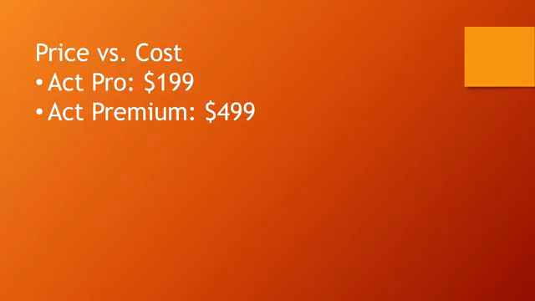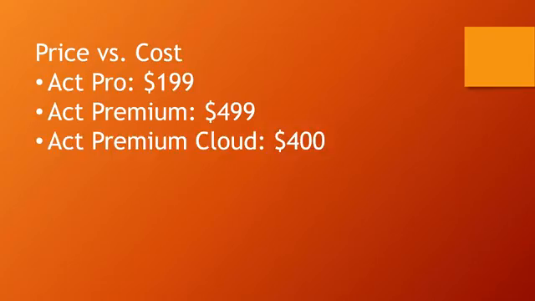Now, on that note, there are some things related to upgrading, and I always say it's price versus cost. ACT Pro, which many of you use, is only a couple hundred dollars. If you bought ACT Premium, their more expensive version, it's almost $500. So for most of you, that's not even an option. ACT Premium Cloud is approximately $400 a year. So let me compare apples and oranges. ACT Pro is $199. ACT Premium Cloud is $400 per year. ACT Pro is $199 once. So why in the world would you want to upgrade to ACT Premium Cloud?